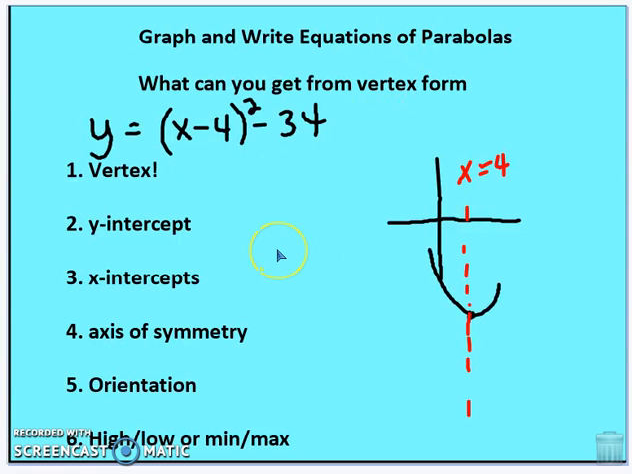Right, we can also get the y-intercept by setting the value of x to 0. X-intercepts are a little bit more challenging. Intercept form is probably the best way to get the x-intercepts. You can find the axis of symmetry, x is equal to 4, orientation, parabola faces up. And then we have a minimum value here at negative 34. So those are some of the things you can get pretty quickly from vertex form.